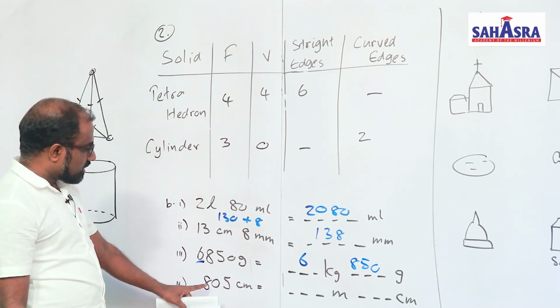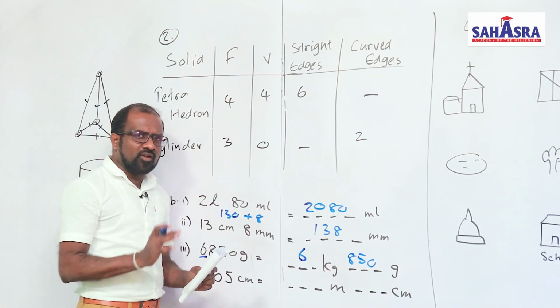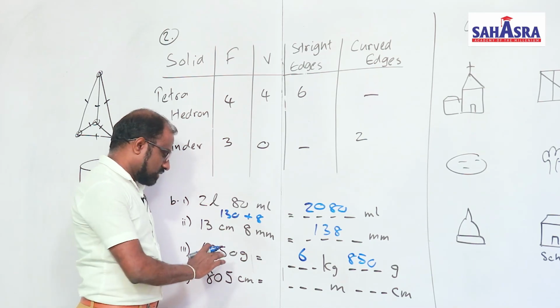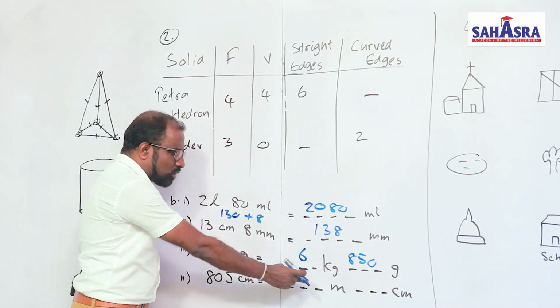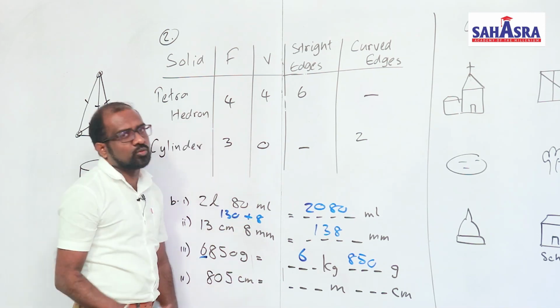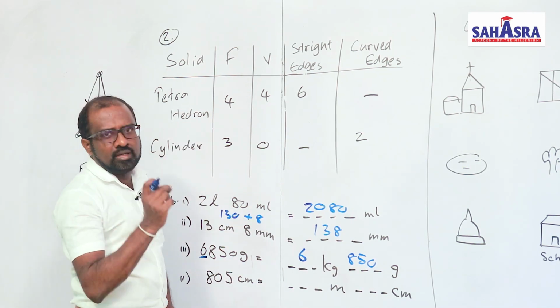Next one, 805 centimeters. You have to convert it into meters and centimeters. How many centimeters make a meter?